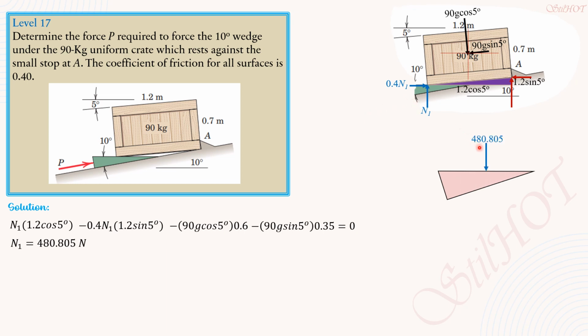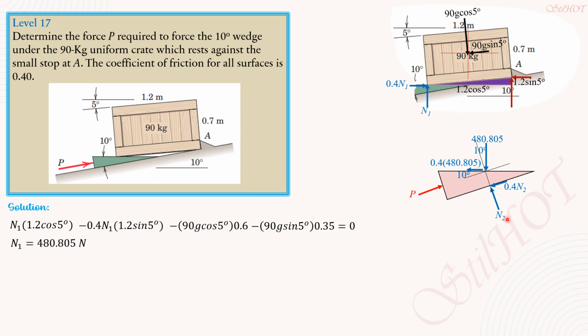So for 480.805, 0.4 of 480.805, then we have N1 prime and P inclined. Let's just call this N2. Then maximum frictional resistance is 0.4 of N2. Then we have P. Let's superimpose the tangential and the normal axis so that will be our guide in solving for P. But before that, take note that this angle is 10 degrees, the angle of the wedge. So 10 degrees and 10 degrees.